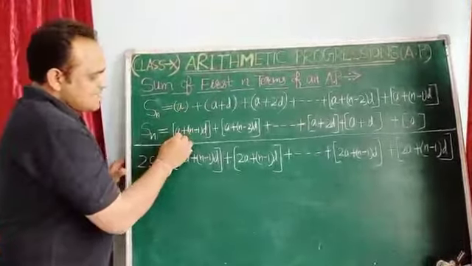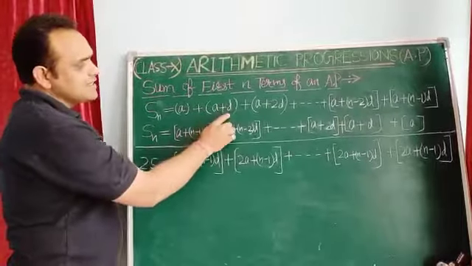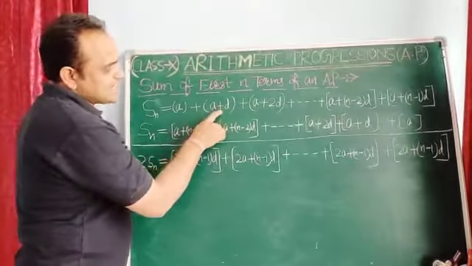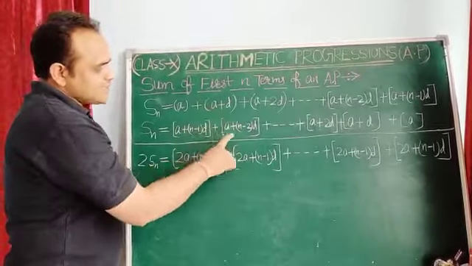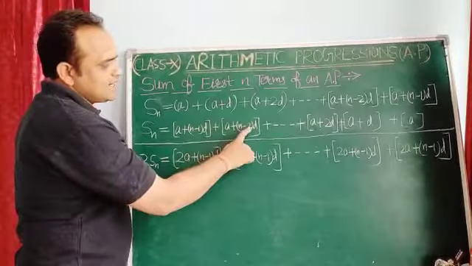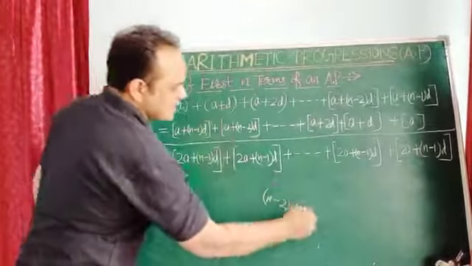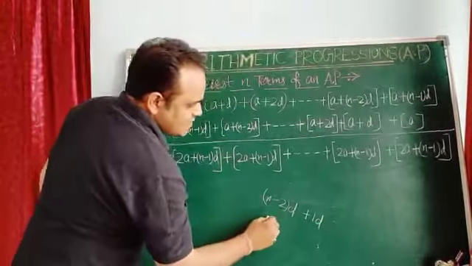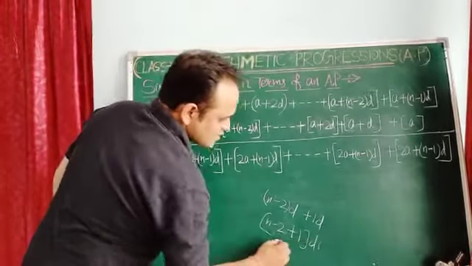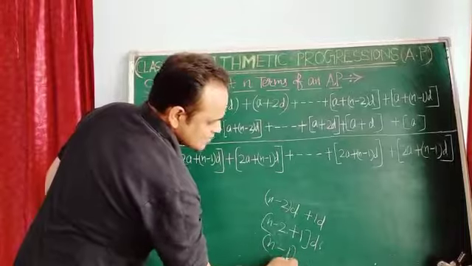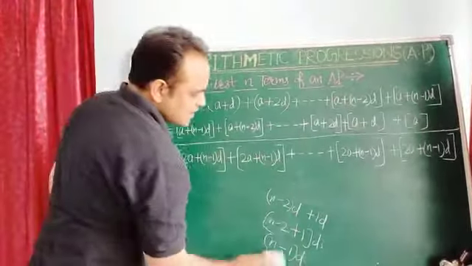So a plus a is coming here 2a plus (n minus 1) into d. In the same way, when the second term is added to the second term, it is a plus a, which is 2a, plus (n minus 2) into d plus 1d. Taking (n minus 2 plus 1) d common, when I solve it, it is (n minus 1) into d. So it is again 2a plus (n minus 1) into d.